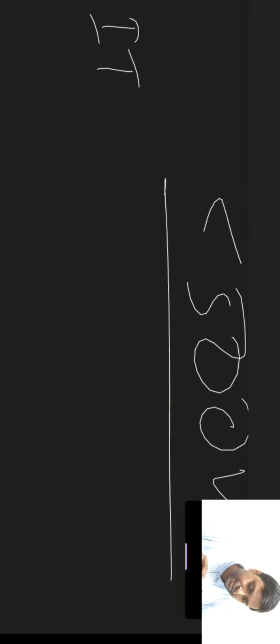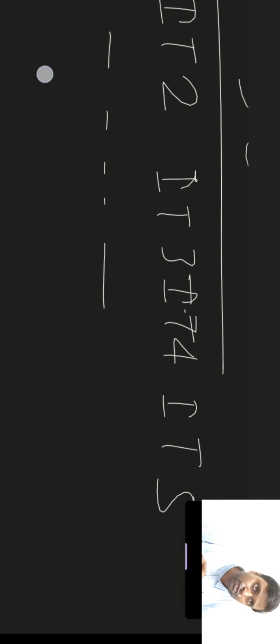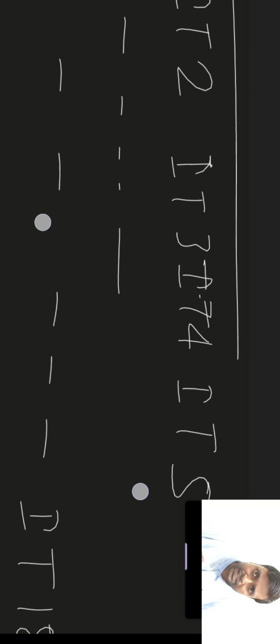So the tolerances are something like this: IT 1, IT 2, IT 3, IT 4, IT 5, and then IT 6, and so on. We will move to IT 18. These are 18 in number.